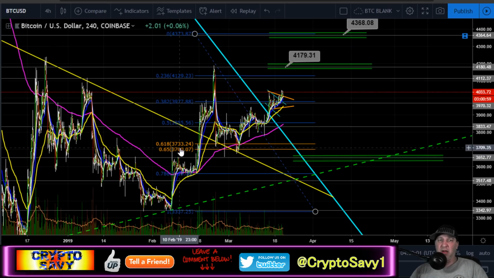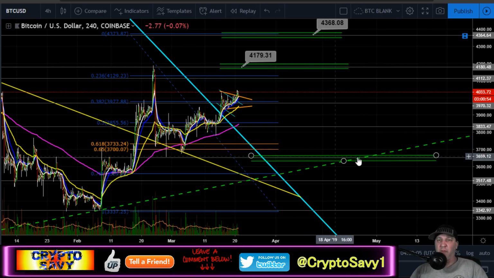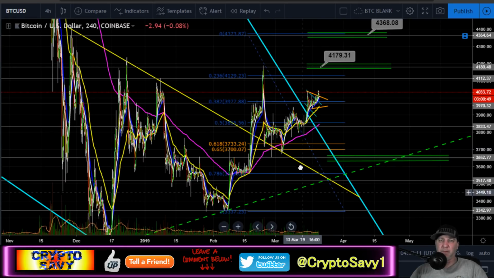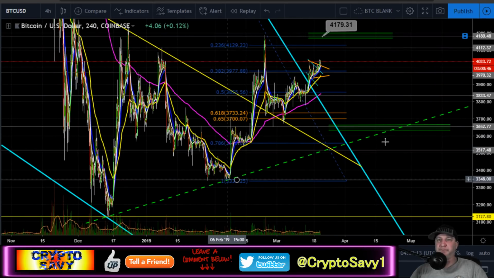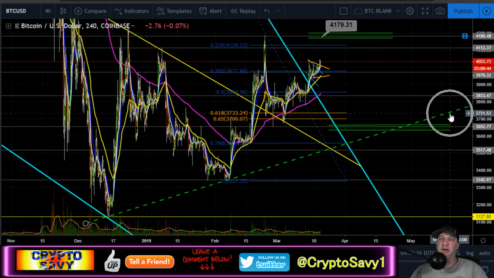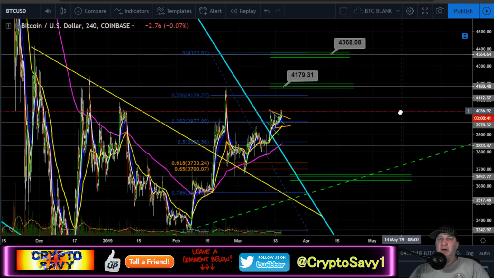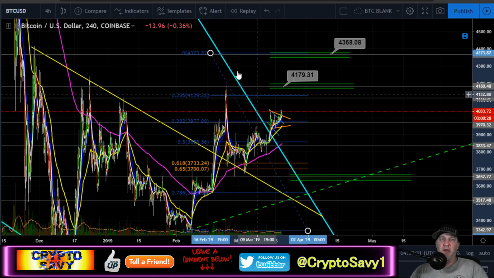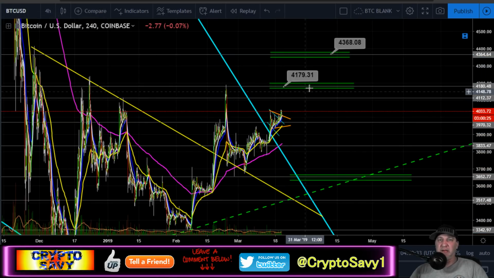And again, guys, that's if we were to go up here, correction down to here, then back up. And this would be invalidated, I believe, if we went down below this line, obviously draw this trend line, and that's using these two lows here. So definitely keep an eye on this trend line here, guys. And if we went down to the golden ratio from there, we'd be looking at the 3700 to 3300 range. But I do believe we at least come retest this top up here, guys, at the 4179 range.